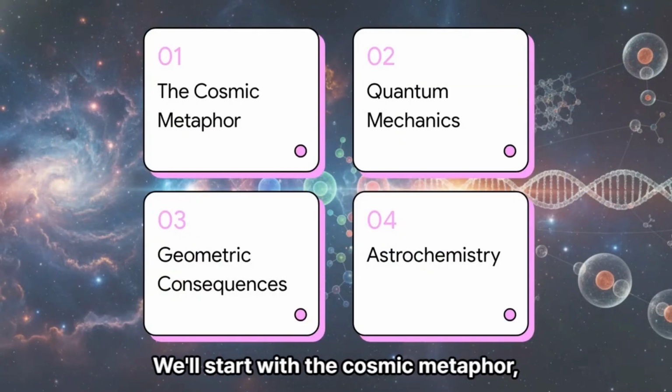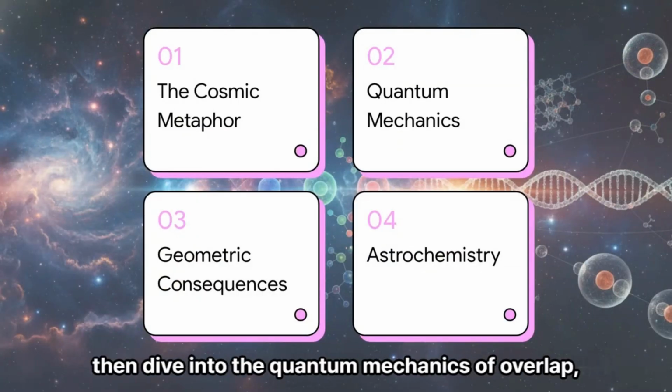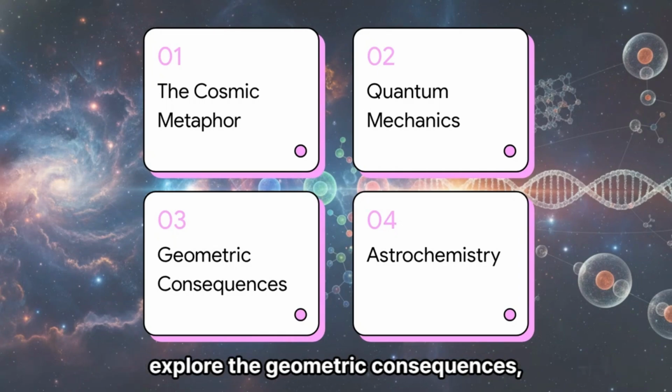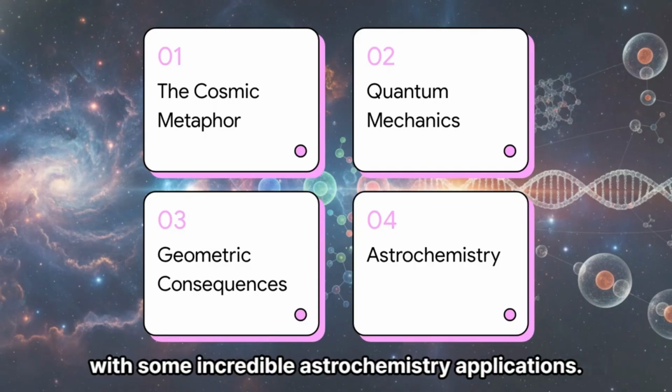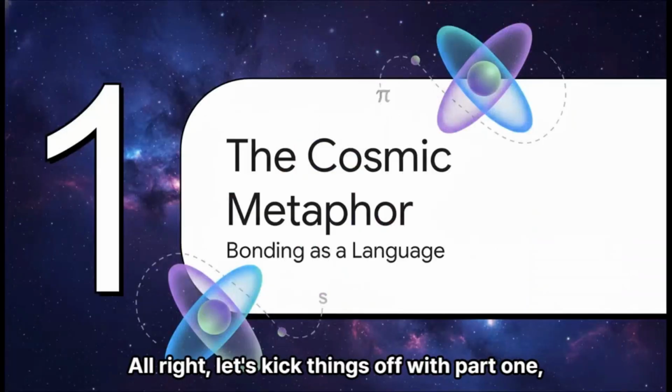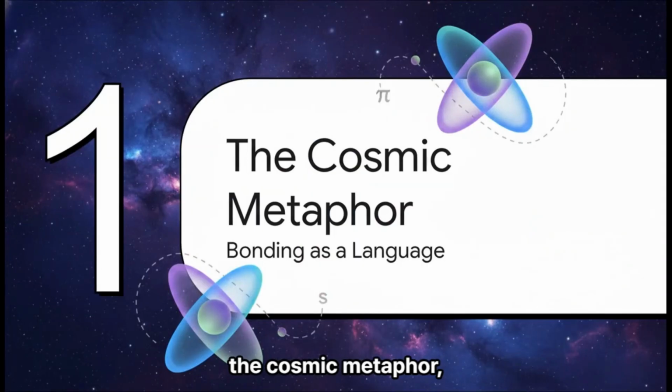Here's our roadmap for today. We'll start with the cosmic metaphor, then dive into the quantum mechanics of overlap, explore the geometric consequences, and finally wrap things up with some incredible astrochemistry applications. All right, let's kick things off with part one, the cosmic metaphor, or thinking of bonding as a language.